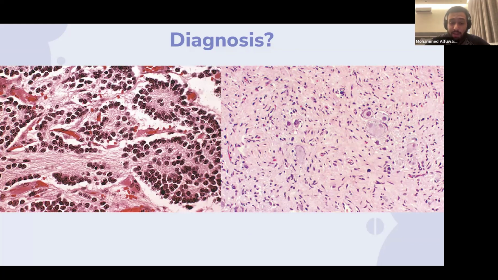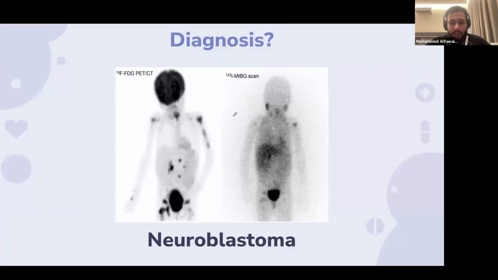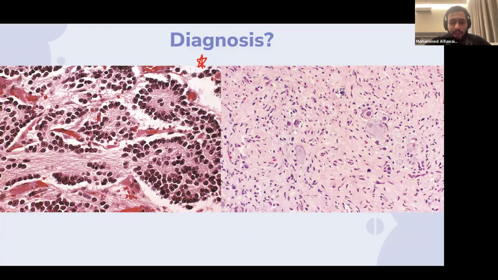Do you know what this is called? This first image, very important image, very high yield. These are called Homer-Wright rosettes. Okay. Now, neuroblastoma is very malignant and very metastatic. Okay. So hence why it's everywhere. Here, it can differentiate into a ganglioneuroblastoma and then a ganglioneuroma, which is more benign.